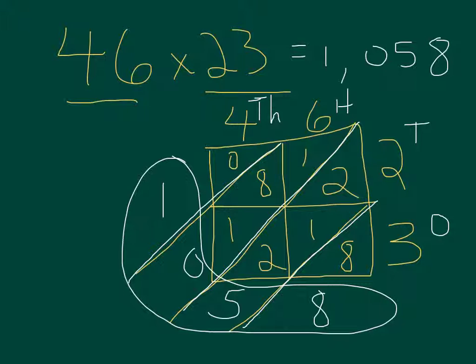If I do 3 times 6, the answer is 18. Well, that is 1 ten and 8 ones.